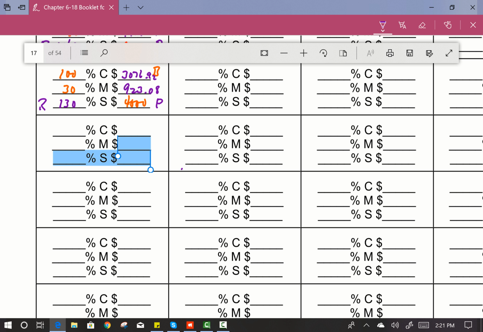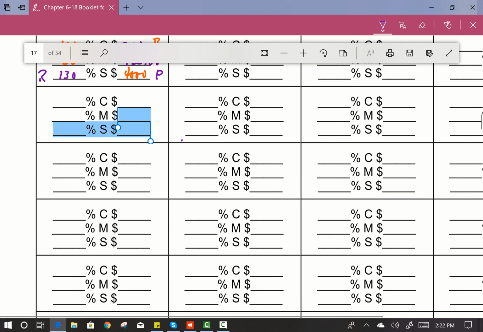Okay, so what we've learned on this one is that the item cost $3076.92 and we marked it up $923.08 to sell it for $4,000, and this is based on a markup of 30% on cost. Okay, number 5.